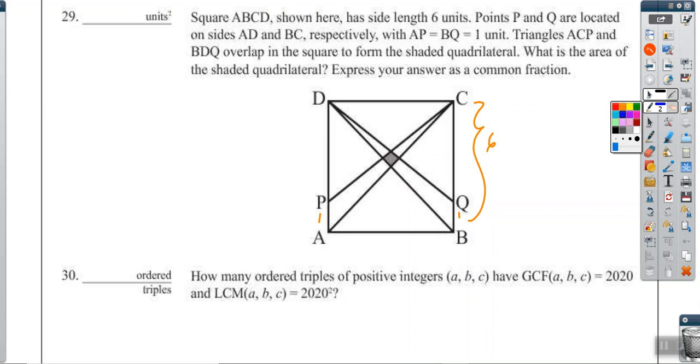Well, I know that I have two diagonals. BD is a diagonal, AC is a diagonal. So that means that this point of intersection is right in the middle of the square. Pretend they meet in the middle. Okay, so now I have a coordinate grid. Now, if I have a coordinate grid, if I find the equations of lines, I can start finding points.